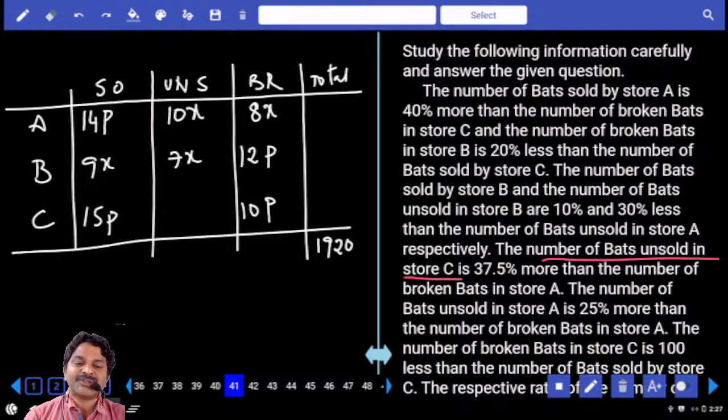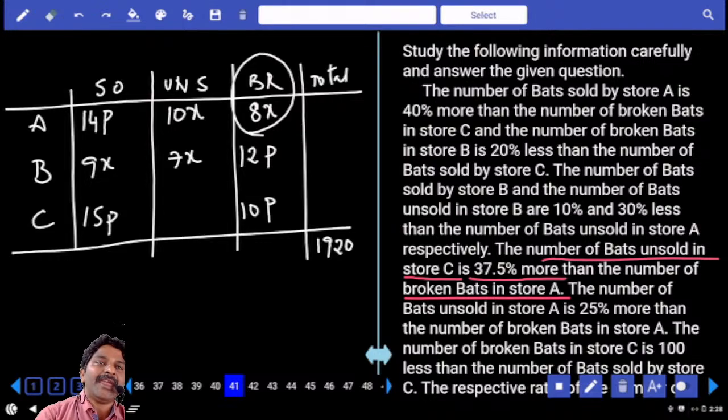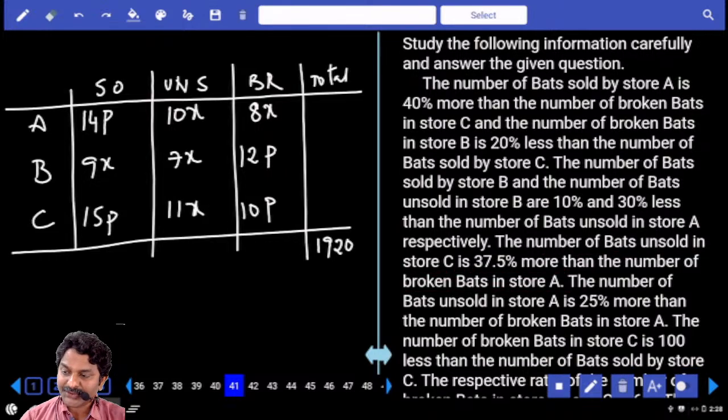Now go to the previous statement where we left. Bats unsold in store C is 37.5%, fractional part 3/8, right? 3/8 more than broken bats in store A. Broken in store A, 8x. 3/8 of that number, 3x. 3x more, 11x. Next.